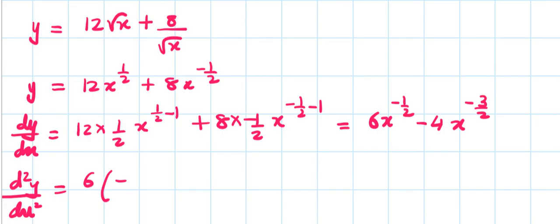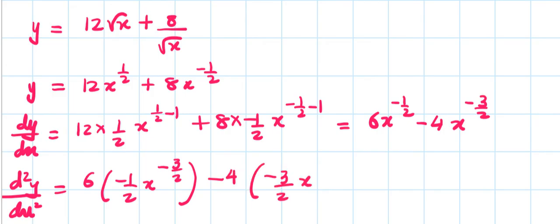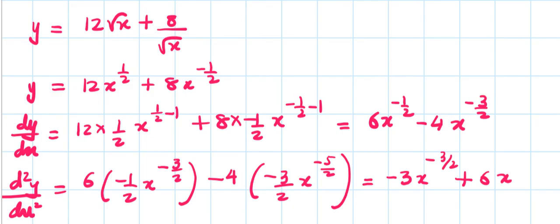I'll differentiate that again. So get the minus half in front, minus 1, so that's minus 3 by 2, minus 4 into minus 3 by 2, reduce minus 3 by 2 by 1, so that's minus 5 by 2. Simplify it, so minus 3x raised to minus 3 by 2 plus 6, 2 into 2, 3 to 6, x raised to minus 5 by 2. That's how you find a second order derivative.